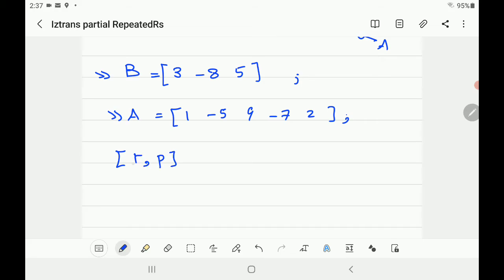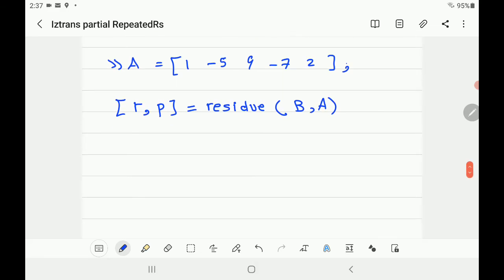B. You are free, by the way, to choose anything. You can write A, B, C, D, whatever. But this R means the root, B the poles, equal. And then write this, very important, residue, R-E-S-I-D-U-E, bracket B, A, and that's it, and run the program.